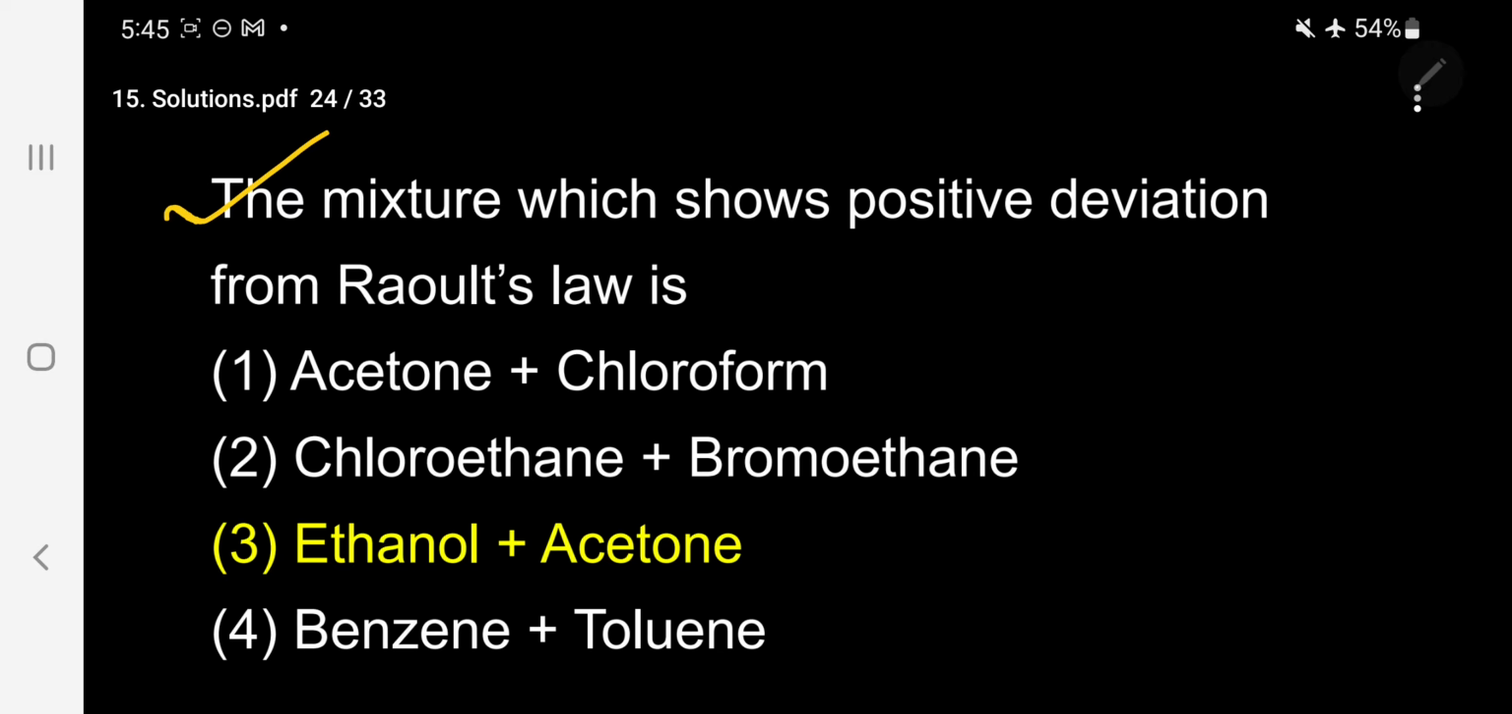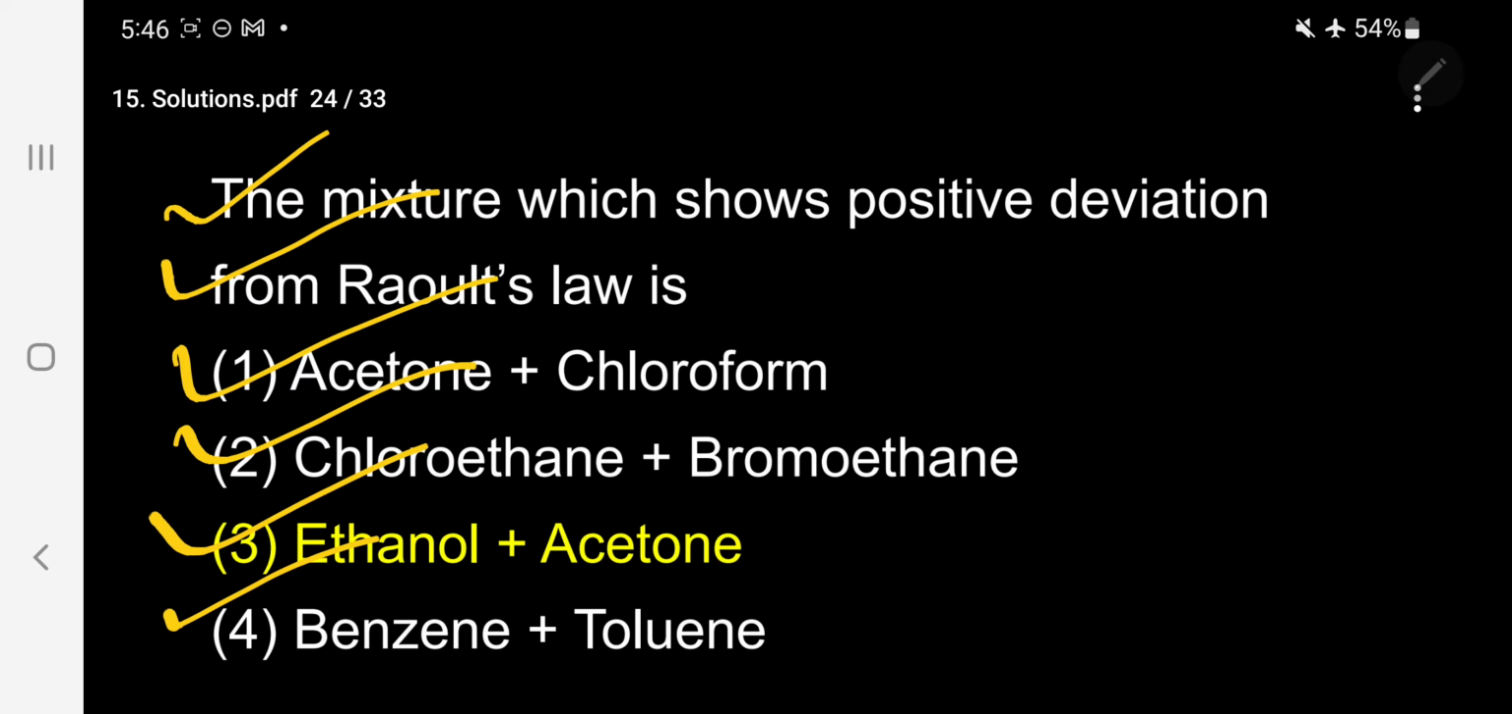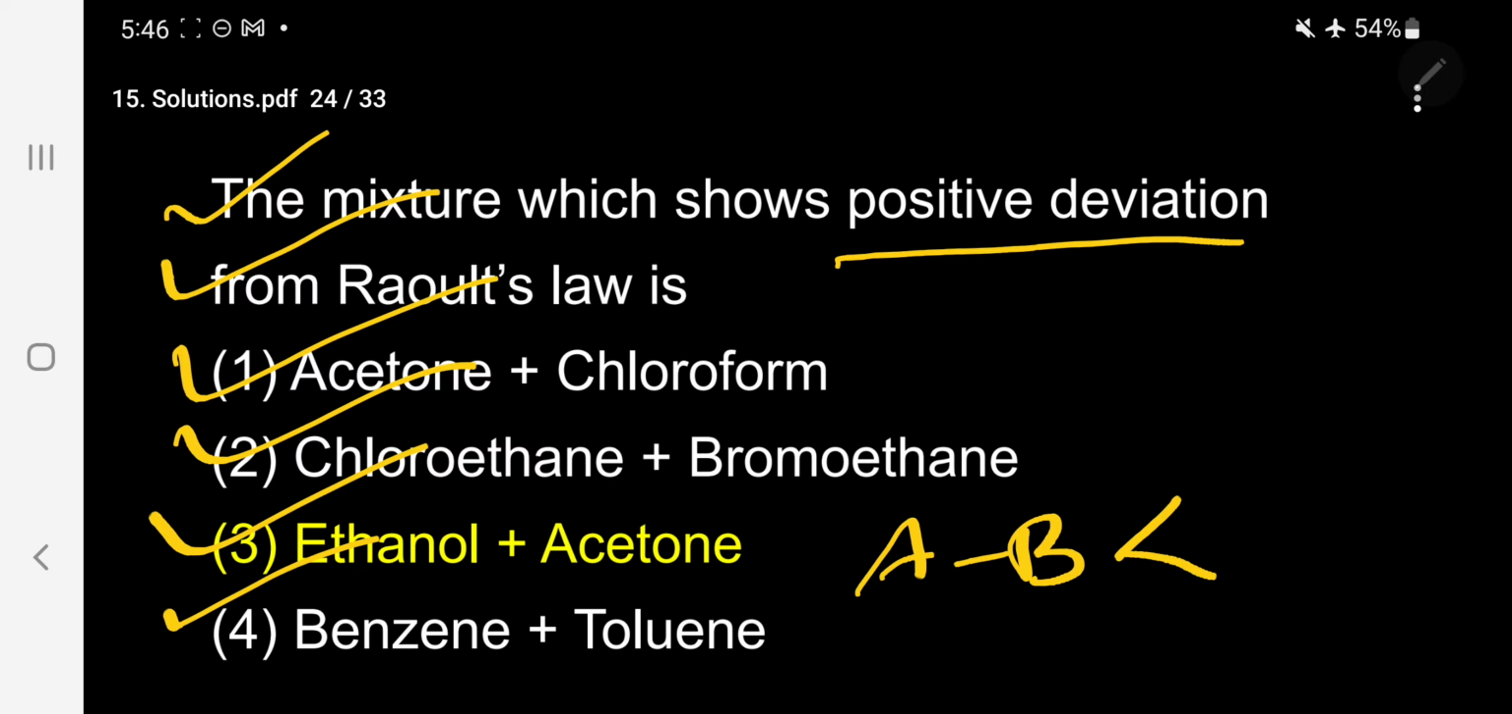The mixture which shows positive deviation from Raoult's law is acetone and chloroform, chloroethane and bromoethane, ethanol and acetone, benzene and toluene. Here it shows positive deviation because the AB interaction is lesser than the AA and BB interactions. So this is the correct answer. Kindly follow.